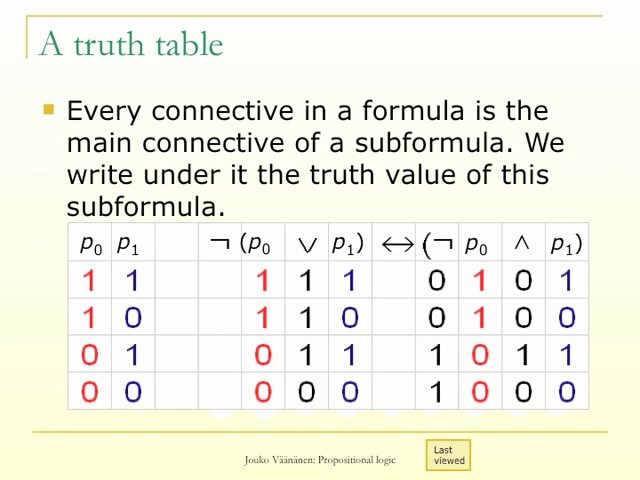Next, we deal with the negation on the left. Note that we cannot compute the column of the equivalence symbol before we take care of the negation, because not left parenthesis P0 or P1 right parenthesis is an immediate subformula of the big formula. Finally, the equivalence. The truth table of the given formula is now ready.